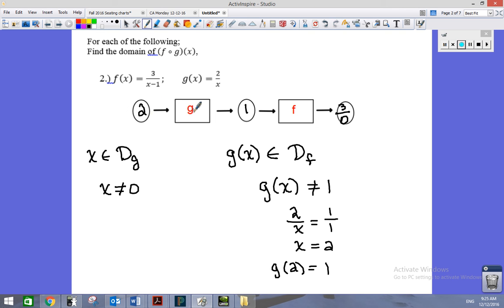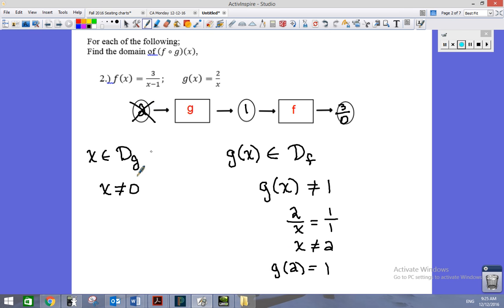If we put a 2 in here, then g always takes 2 divided by the input, 2 divided by 2 is 1, and then f freaks out. F goes, no way, I refuse to work with the number 1 because it gives me a 0 in the denominator, and it yells at g, hey, I don't know what number you just plugged in, but don't do that. So we're going to throw 2 out of the domain.